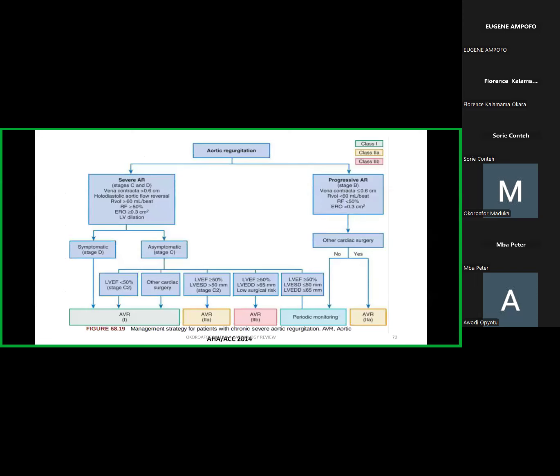So, like I also said for the aortic stenosis, when you go through this flow chart, okay, you will find out that the class 1 indication, okay, for aortic valve involve the stage C2 and the stage D. Okay, so that is just a summary of what this flow chart is talking about.